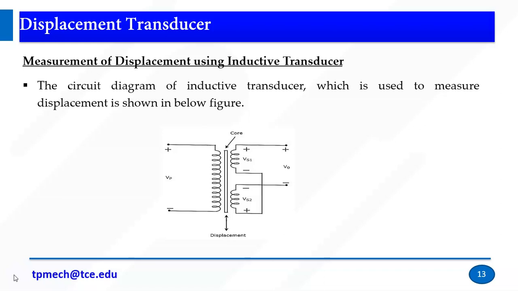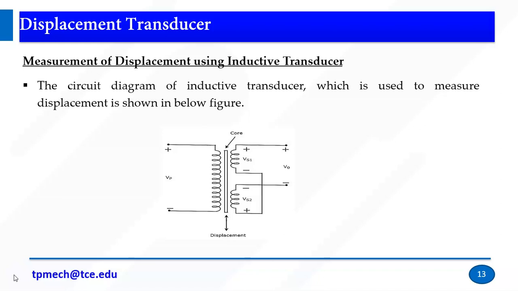Here the circuit diagram of an inductive transducer used to measure displacement is shown in the figure. We have two windings called the primary winding and the secondary winding. The primary winding voltage is termed VB. We have two secondary coils, but only one primary winding. The secondary windings we can call Vs1 and Vs2, because we have two secondary windings.